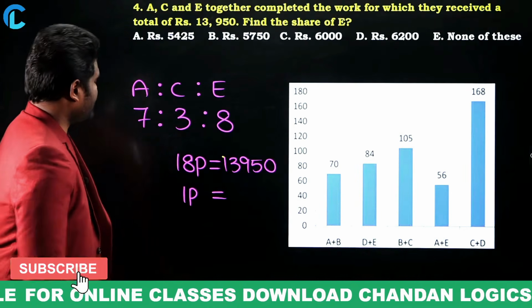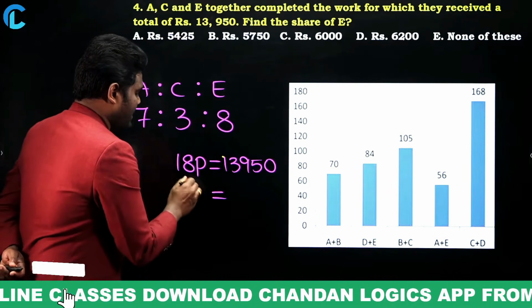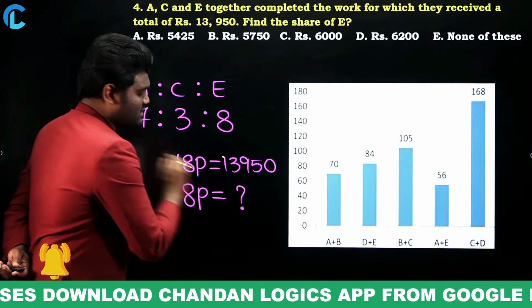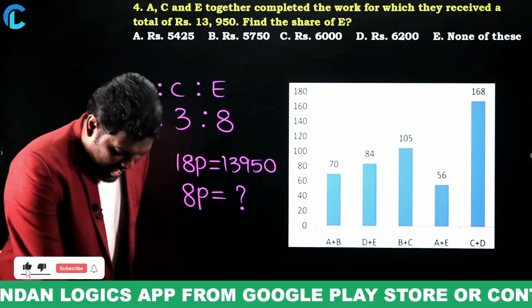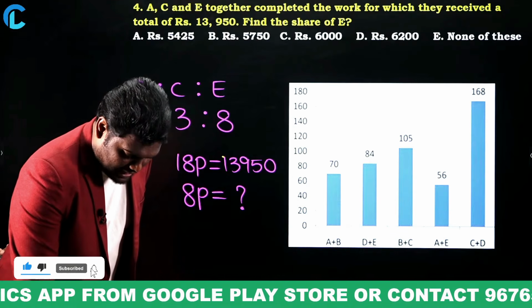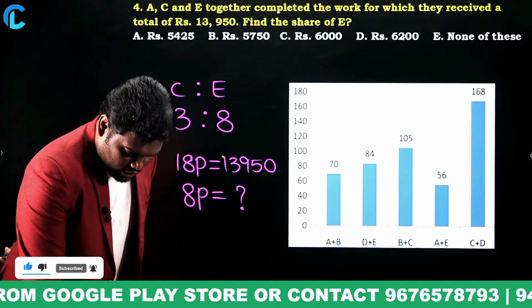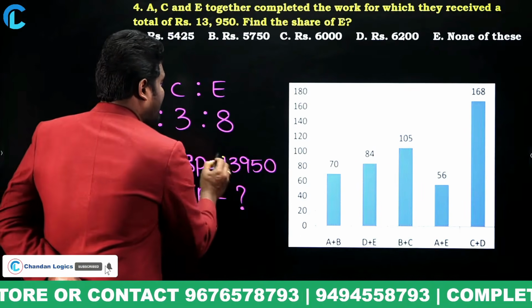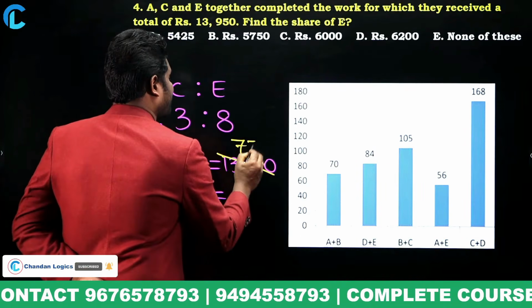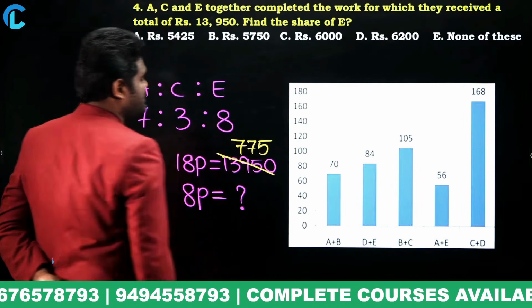We need to know E's share. E's share is how many parts? E's share is going to be 8 parts. So 8 parts value is how much? Yes or no? The answer is 6200. Look here. How many times is it going to cancel? It is going to cancel 775 times. Yes or no?